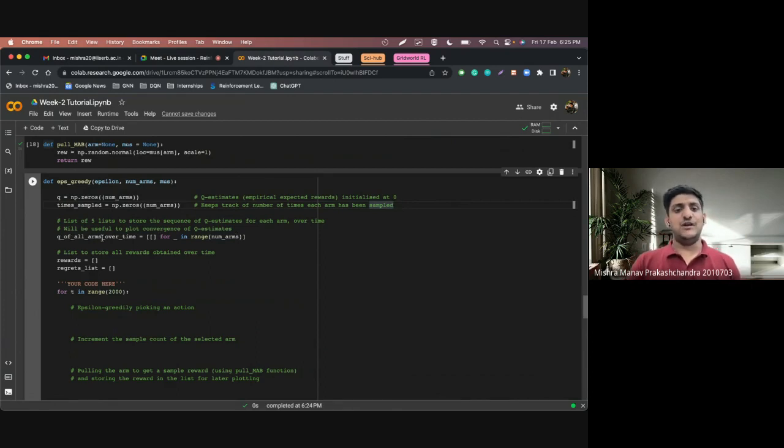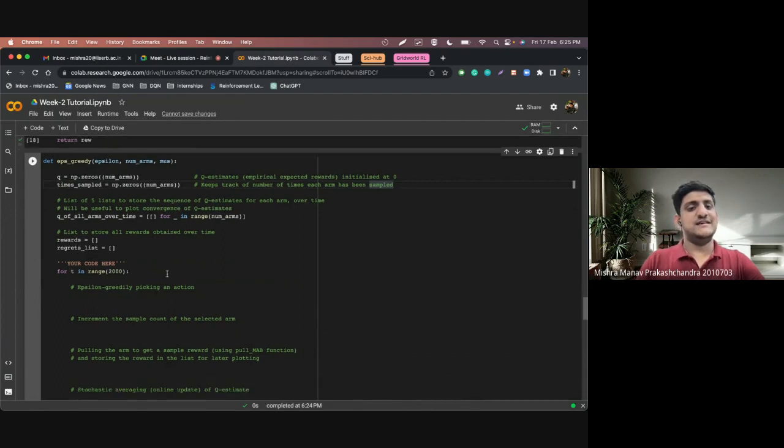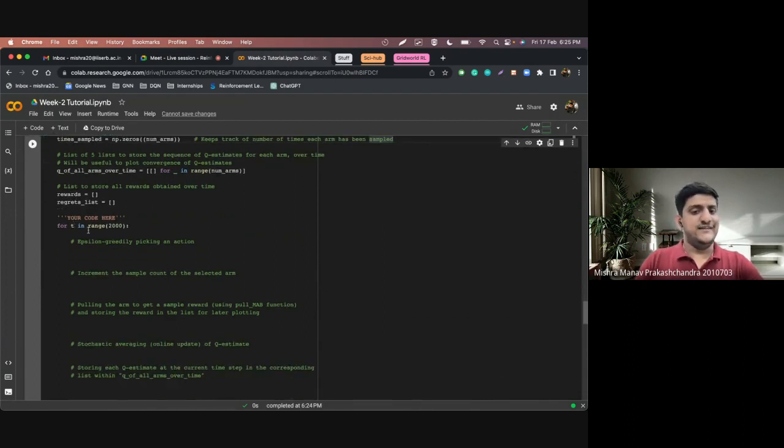So this q of all arms over time is something where I'm storing a list containing the list of all the arms that I've pulled so far. So this is useful for plotting purposes, not for the epsilon greedy. Then there is an empty list for the rewards. There's a list for the regret. So this is the code for t in range 2000. That means for 2000 time steps, I will do something. So this is the epsilon greedy part.